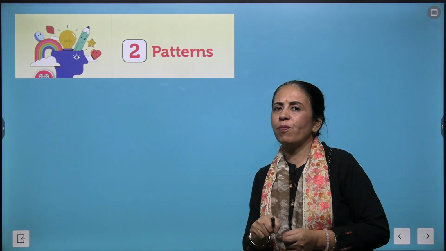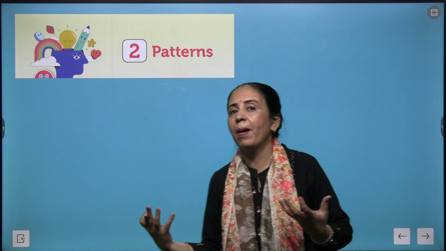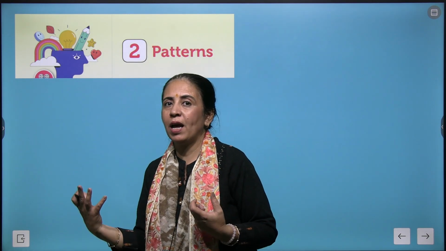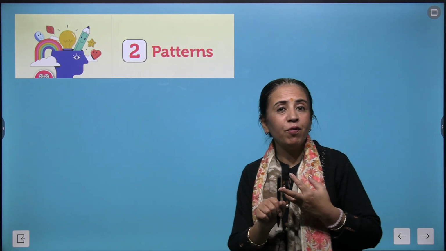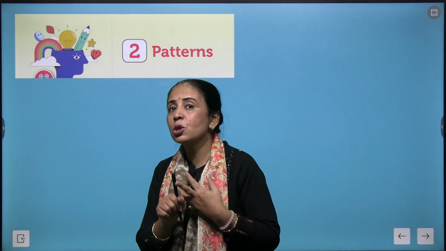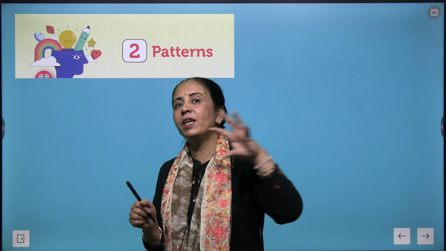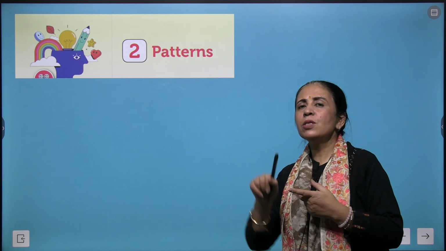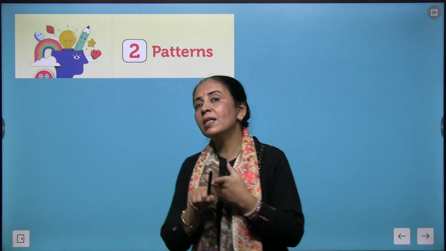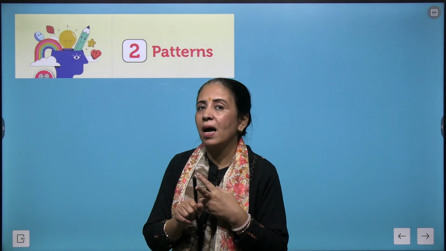So when you talk of patterns, you could see different patterns around you throughout your life. These patterns could be of numbers, these patterns could be of alphabets. Sometimes we also see patterns of different shapes. Even you could see the sari of your mom. Patterns could be sometimes natural, it could be man-made as well.